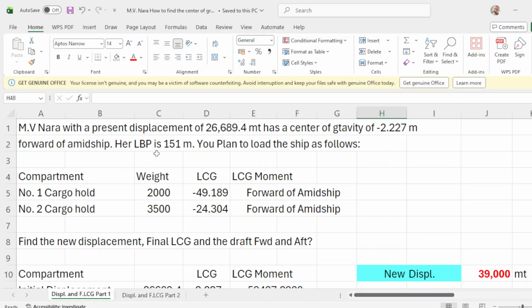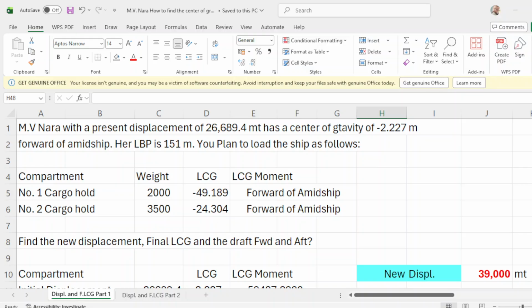Okay, her LBP, length between perpendiculars, is 151 meters, and you plan to load the ship as follows. From cargo hold number 1 and number 2: in number 1 you will load about 2,000 metric tons, and in number 2 you load 3,500 metric tons. The LCG of cargo hold 1 is negative 49.189, and hold 2 is negative 24.304.